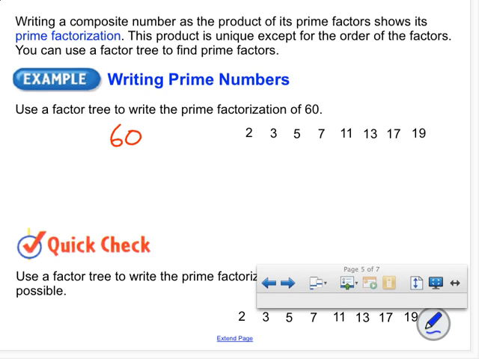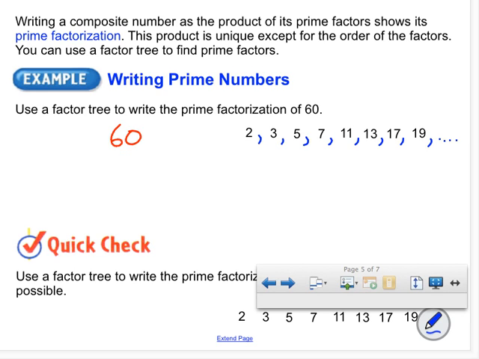Can somebody take a look at these numbers right here? What type of numbers do I have right here? What kind of numbers are these? Sophia? Prime numbers. These are prime numbers, right? They only have the number itself and one as factors.